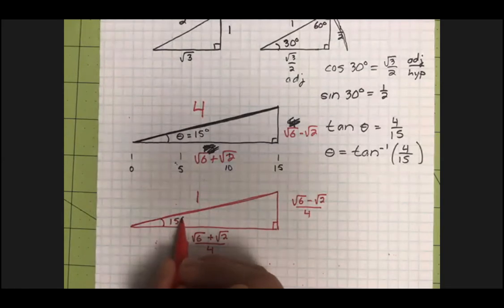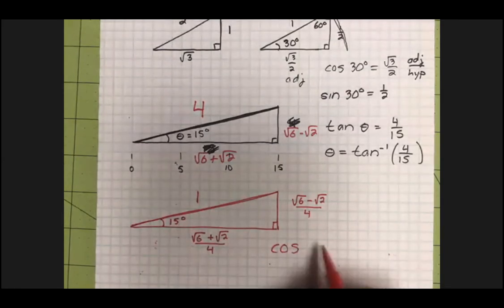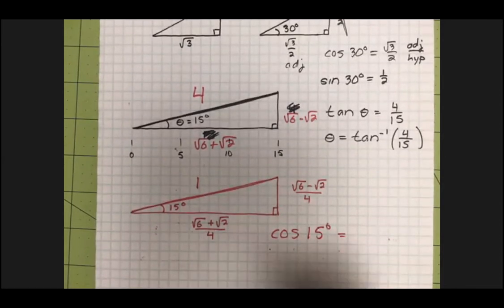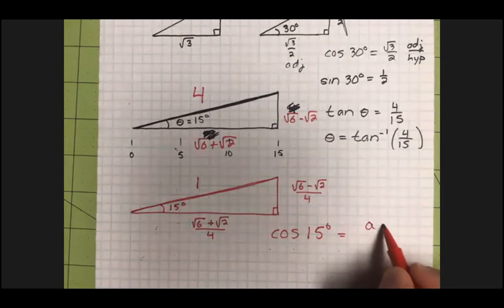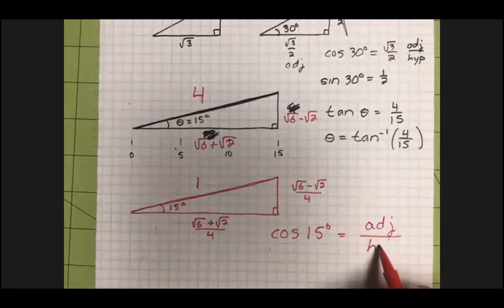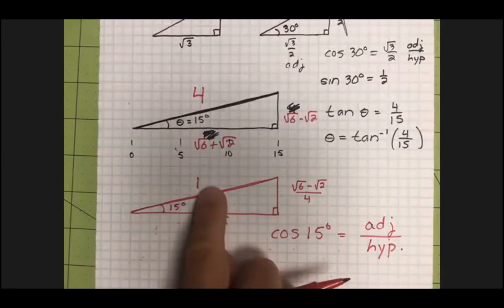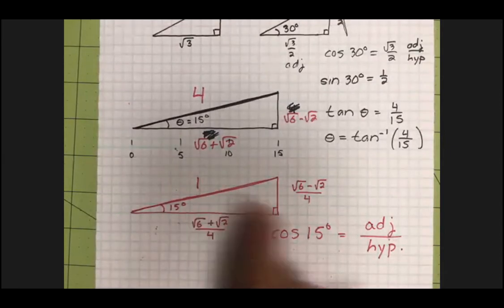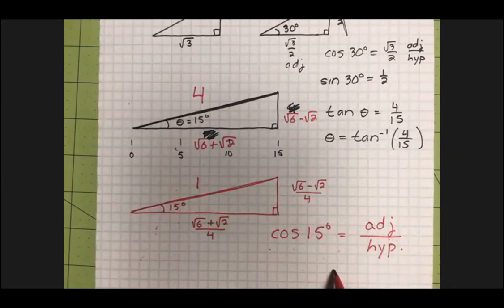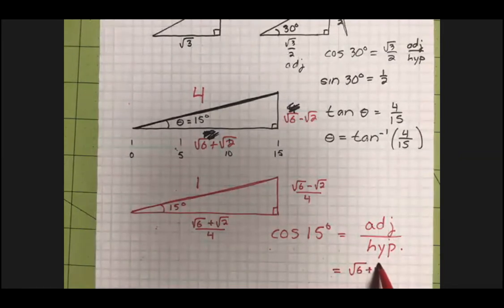This is 15 degrees. And now if someone asked me for the cosine of 15 degrees, I could just read this triangle. Of course, it's adjacent over hypotenuse. But the hypotenuse is 1. So dividing by 1 just leaves me with the adjacent side. So this is the cosine of 15 degrees: √6 plus √2 over 4. That is the exact answer. That is better in some ways than the calculator.